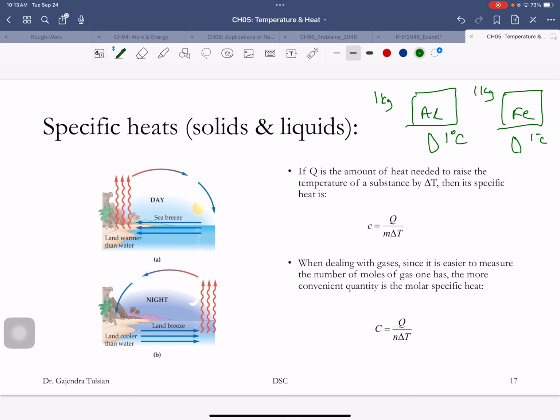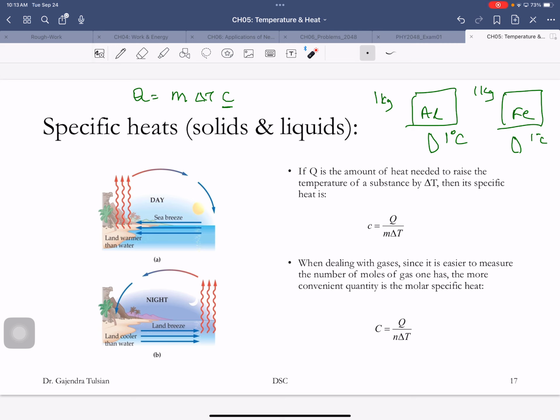What do you think? Different amounts, okay? So the amount of heat needed, if you have a mass M and you want to raise its temperature by T, will depend on the material you're heating. And this thing is called the specific heat. This is the amount of heat needed to raise the temperature of a solid or a liquid. M is the mass, the amount of stuff you have. Delta T is the temperature by which you raise. And C is the specific heat.